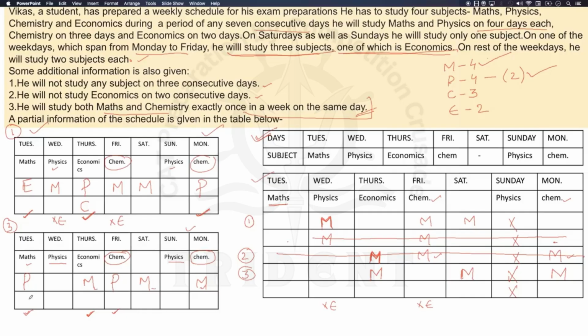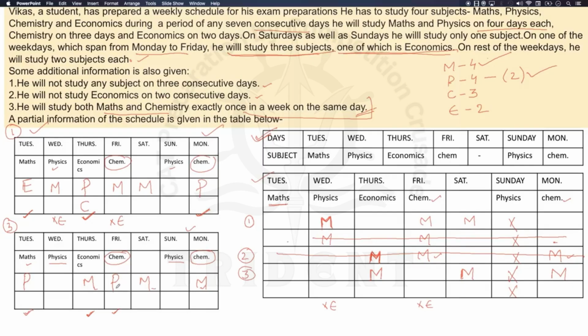So chemistry can come... Can chemistry come on Tuesday? No, it cannot come on Tuesday because it would have 3 subjects and it does not include economics. Can chemistry come over here? Okay. Yes, it can come. Can chemistry come over here? No. Can chemistry come over here?